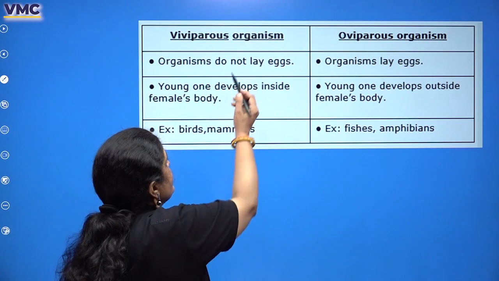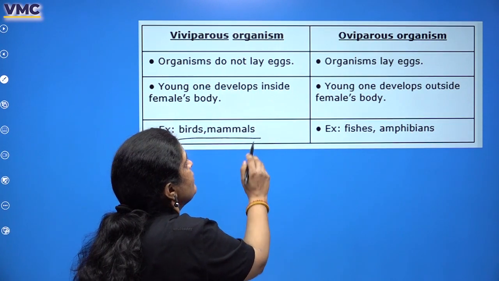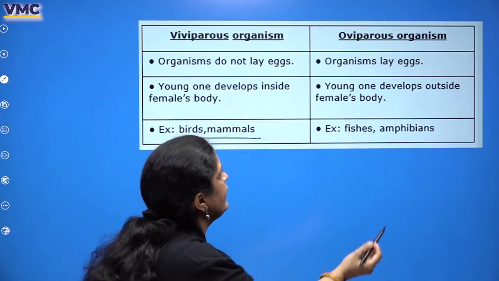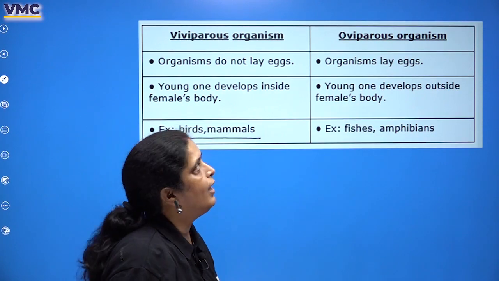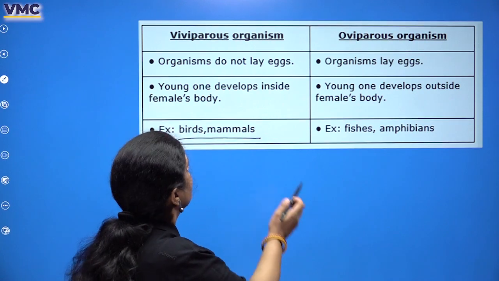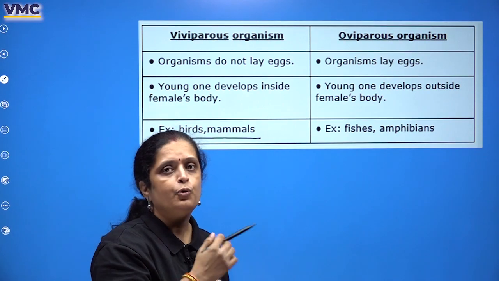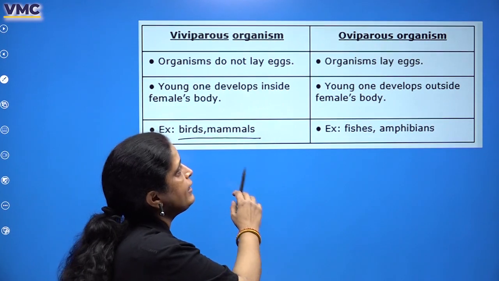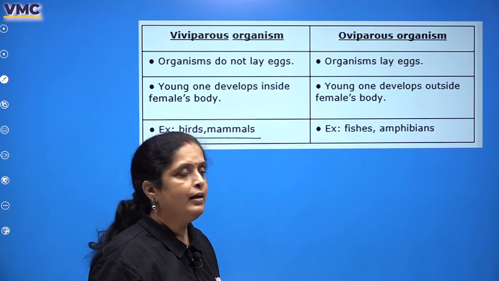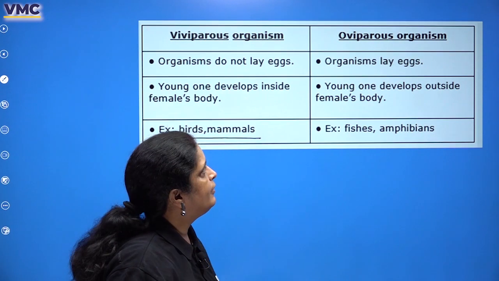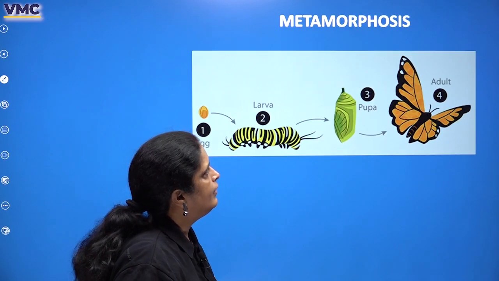So, oviparous are like birds and reptiles. They lay eggs, and the organisms which give birth to babies, like humans, are viviparous. The organisms that give birth to young ones are viviparous, and oviparous are the organisms that lay eggs. Okay?